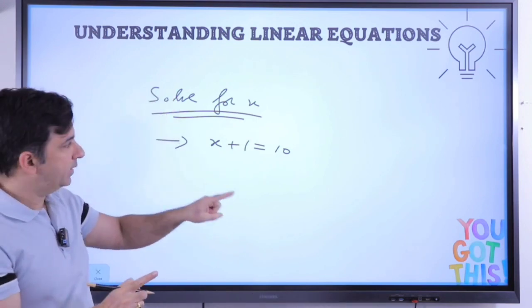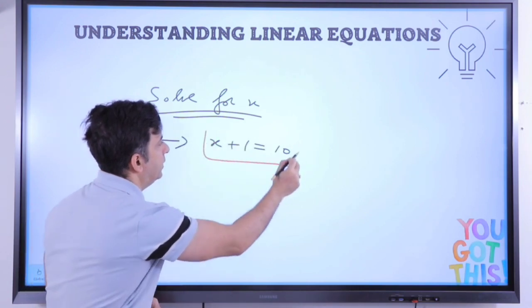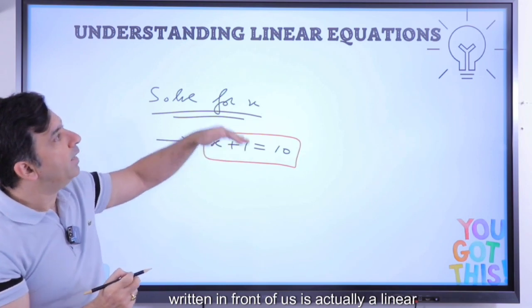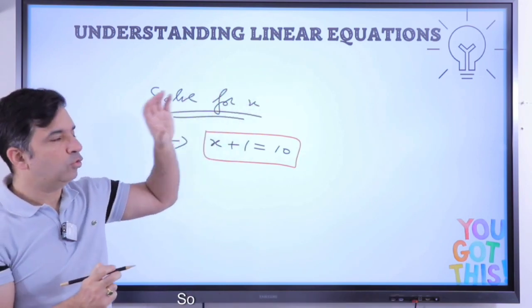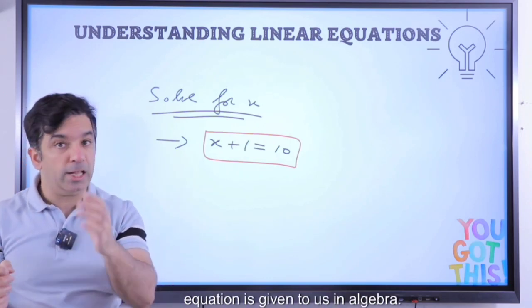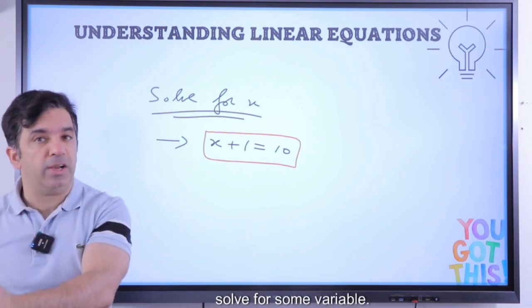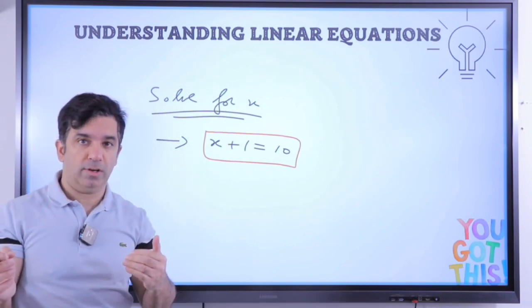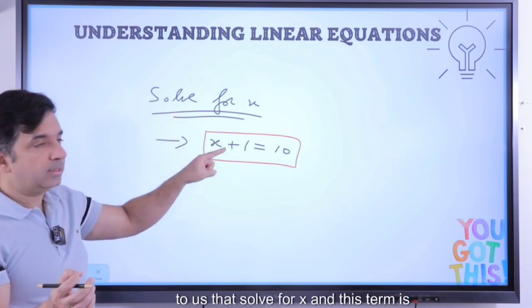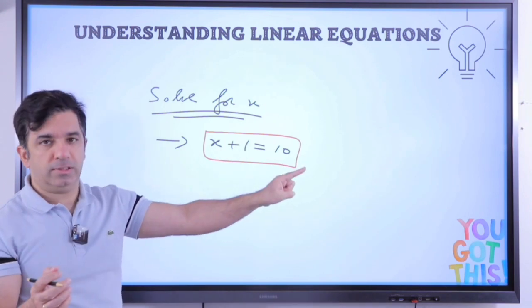So in this case, this written in front of us is actually a linear equation. In algebra, whenever an equation is given to us, it normally means that we have to solve for some variable, we have to solve for some unknown. So in this case, the question is given that solve for x, and this term is written x plus 1 is equal to 10. So this is an equation.